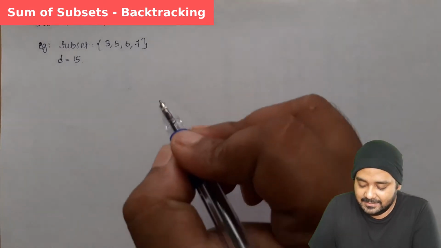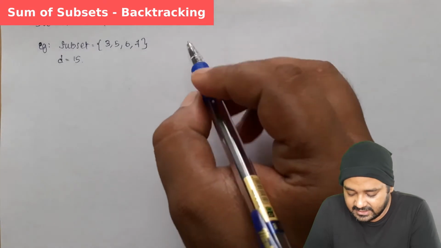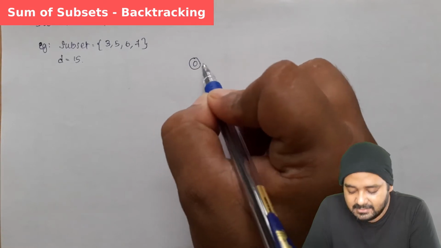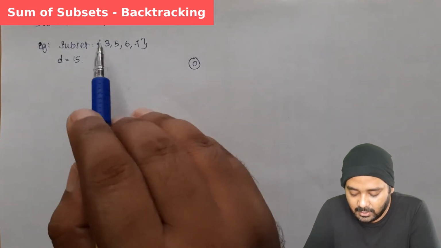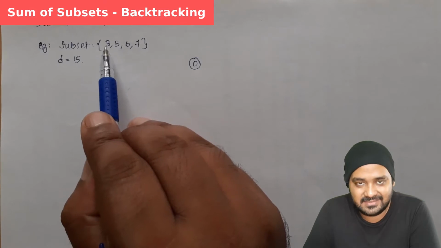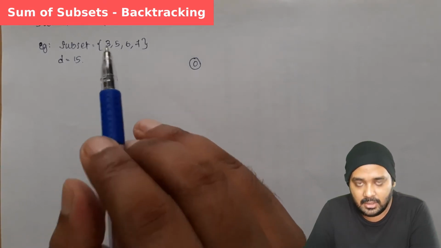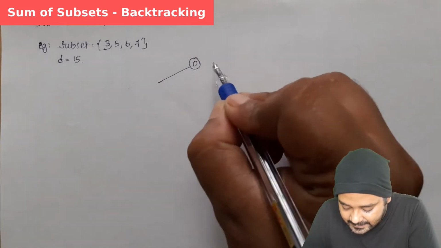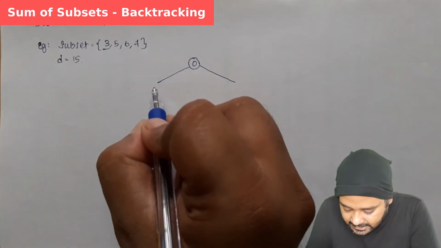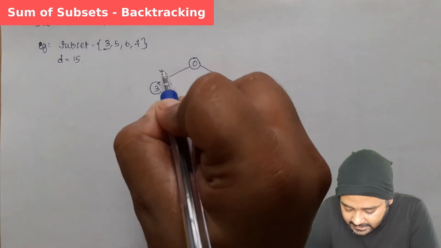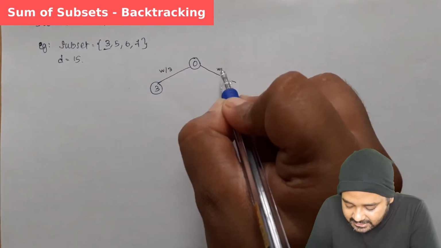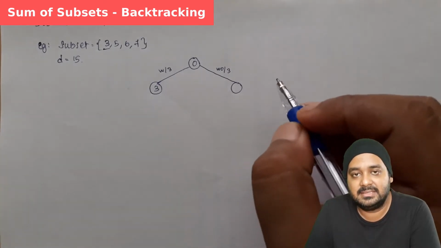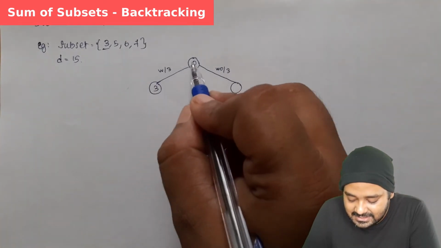Initially, I'm going to construct the state space tree. I go with the initial condition, where there is no element inside, so I mark it as 0. Then I have to frame the tree in such a way that I either include an element or not. For example, I begin with 3. I construct the tree such that I take 3 with me, or I travel without 3. The vertex node holds the sum.